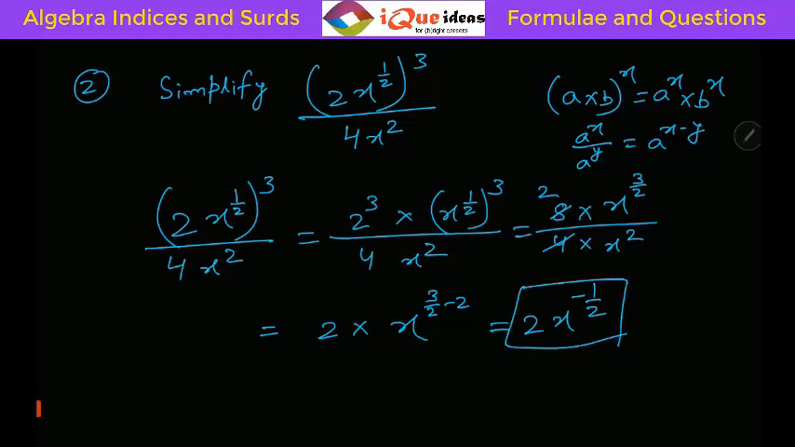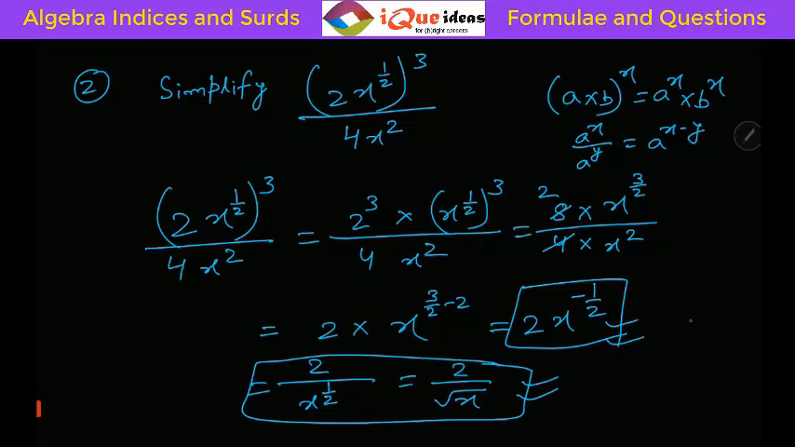Now it depends on the option how it is mentioned. Because the power is negative, it can be sent below, in the denominator. So it can also be written as 2 divided by x to the power 1 by 2. Or it can also be written as 2 divided by root of x. So these are the three ways in which the options can be given. Don't worry, the option will be only one of them. Now let's go to the next question.